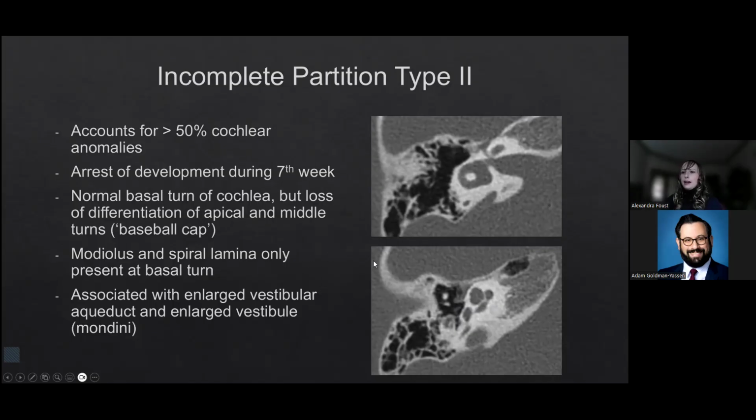So the modiolus and spiral lamina are present only in that basal turn, and this can be associated with a globular appearance of the vestibule and an enlarged vestibular aqueduct. And when you have all three together, then sometimes this is called the Mondini malformation.